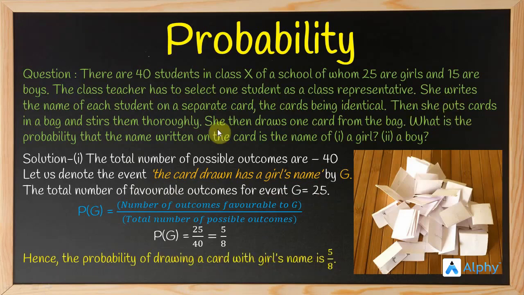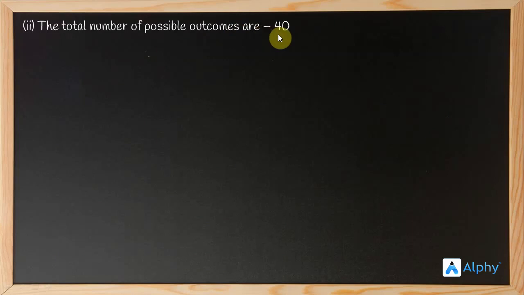Now we have to find the probability that the name written on the card is the name of a boy. How many boys are there? We have 15 boys in the class. So there will be 15 cards having a boy's name. Here also, the total number of possible outcomes is 40 because the total number of students and the total number of cards made are 40. Now we have to find the probability of drawing a card having a boy's name.